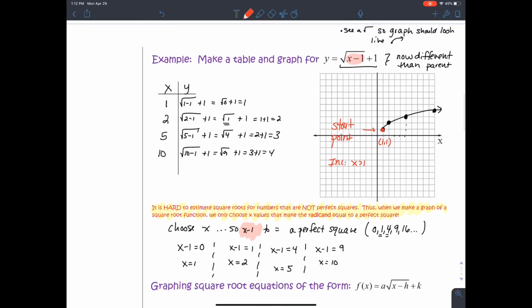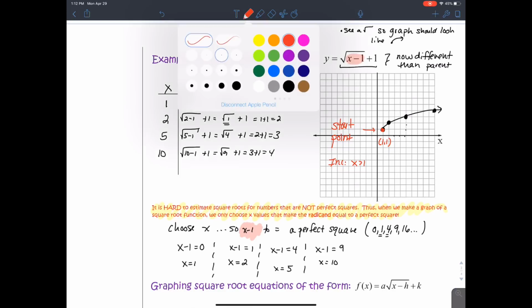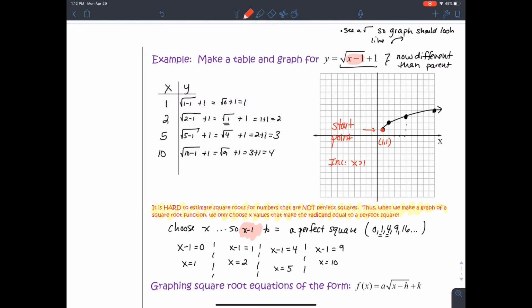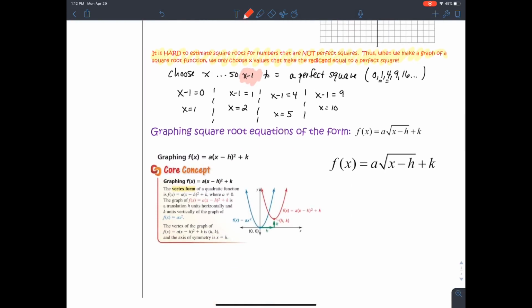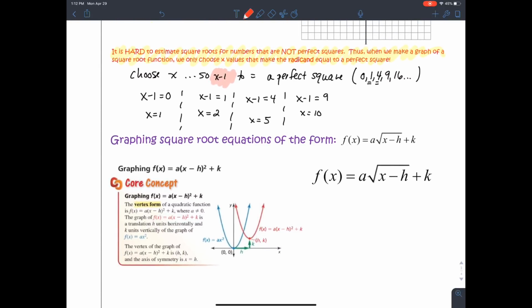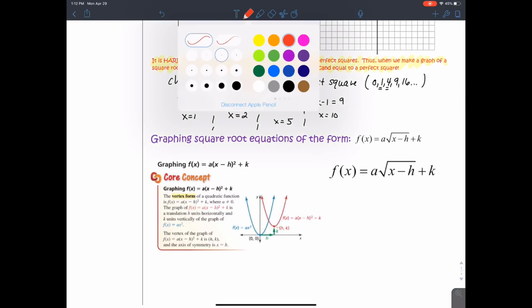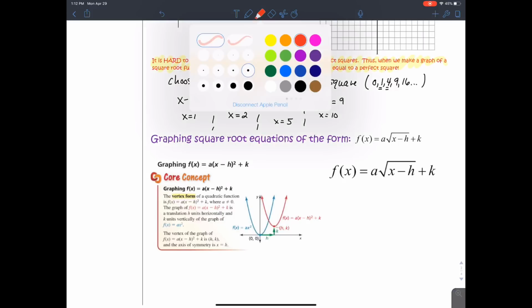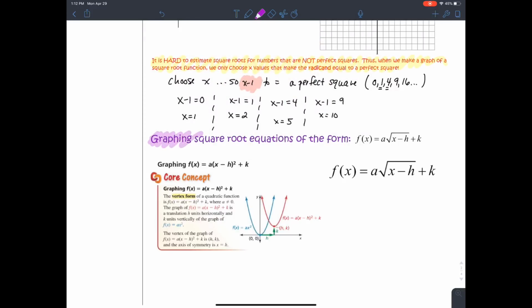Now, more generally, we can make a table and then use that table to make a graph. But if we don't have a table, we can also look at transformations. And when we look at transformations, or that's what we're moving on to down here in purple, aside from making a table, we can graph square root equations using transformations. And that's what we're going to address here. So here, I just gave us a reminder. This was back from chapter 10.